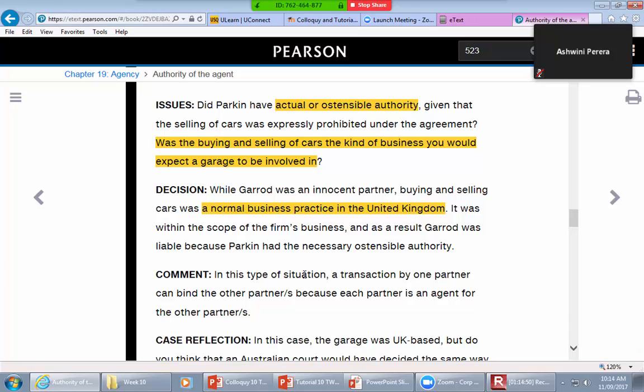A reasonable person would see that within the scope of the firm's or the garage's business. So as a result, Garrod was liable because Parkin had the necessary ostensible authority. So the key point to remember there is that the legal test is objective. You'd go and ask, what would a reasonable person think if you came and said to them that I buy and sell cars? Okay.